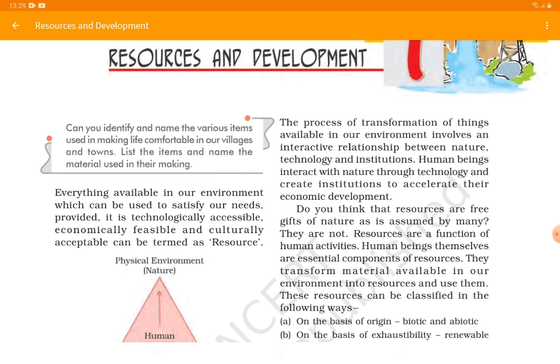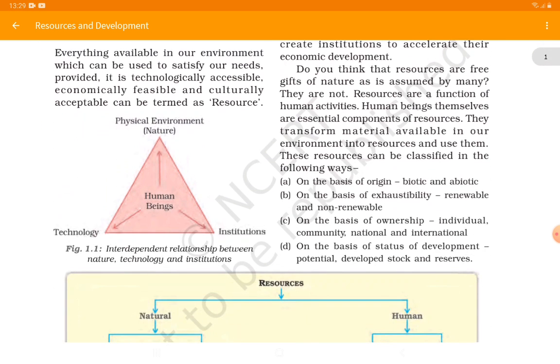Can be termed as resource. Now when we think about the interdependent relationship between nature, technology and institutions, we see a triangular shape or a pyramid formed. Let us see the meaning of this pyramid. A human being interacts with nature, and with the help of technology, makes institutions. These institutions help again in interacting with nature. This shows the interdependent relationship between nature, technology, and institutions.